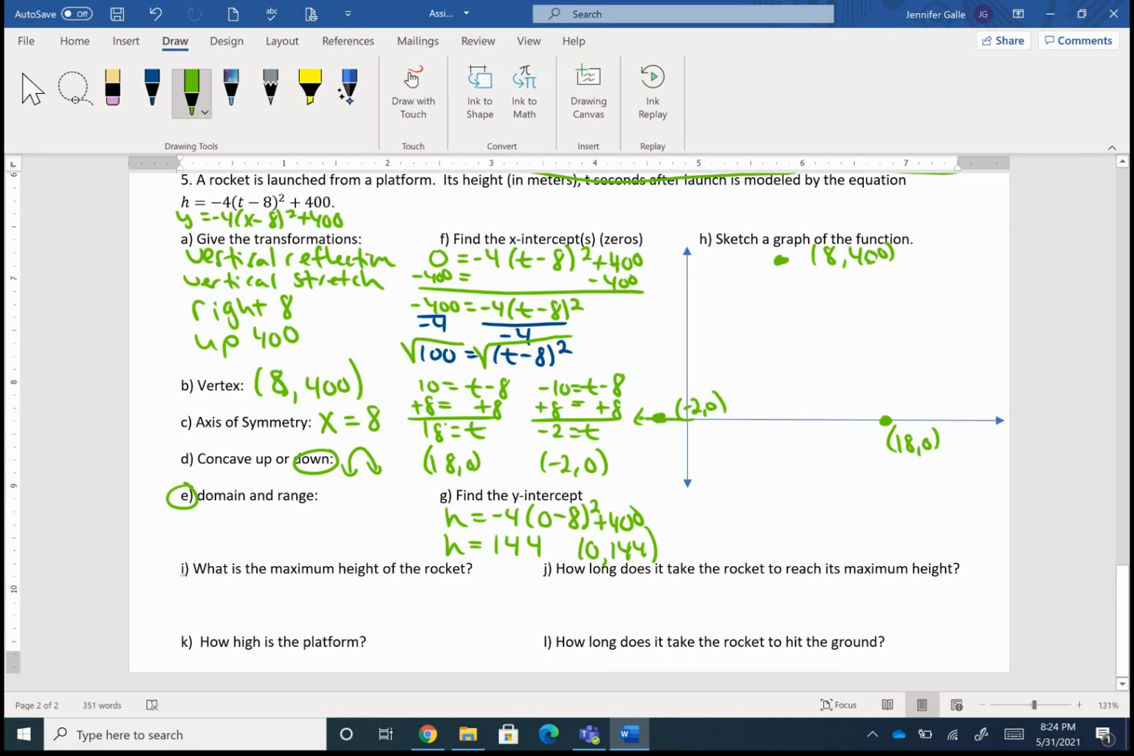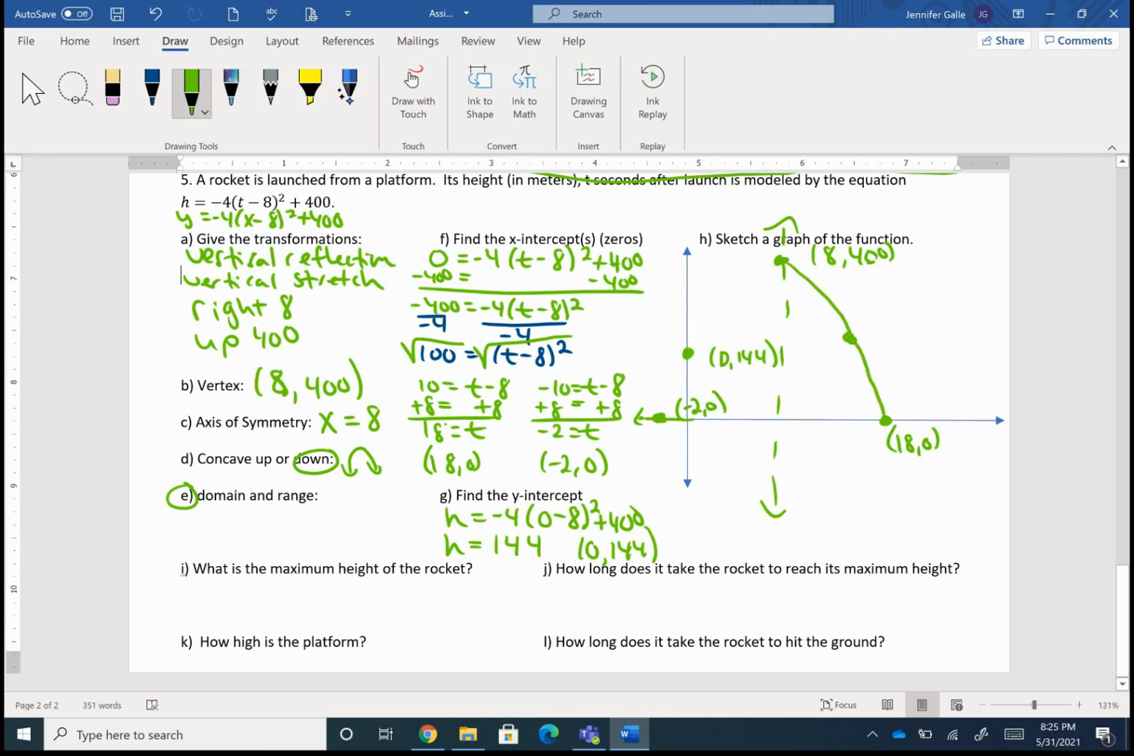And then our Y-intercept this time, it is positive, and having positive height definitely makes sense in this context. So 144, I'm going to go right about here. Now, if you need to draw in that axis of symmetry to reflect that y-axis over, please feel free to do so.